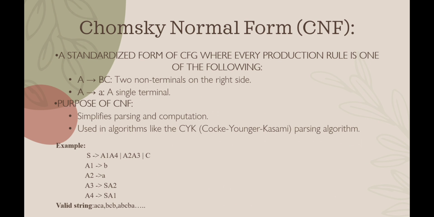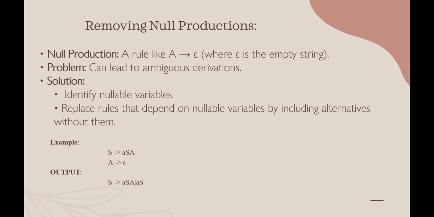Chomsky normal form. The grammar was transformed into CNF, where rules are standardized for efficient parsing. This form is crucial for algorithms like CYK parsing used in compilers. Removing null productions. Null productions which generate an empty string were eliminated by rewriting rules while preserving equivalence. Here you can see the examples.